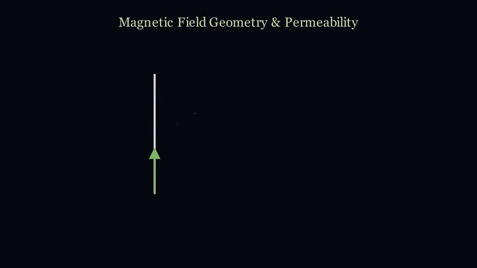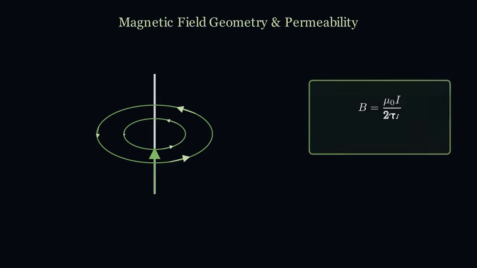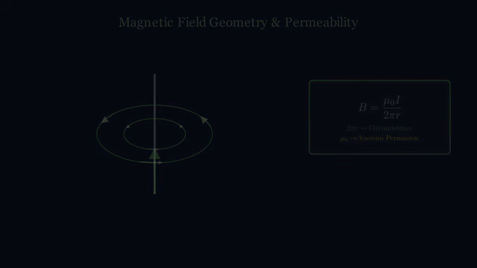Now, let us look at the magnetic counterpart. Imagine a straight wire carrying a constant current. It generates magnetic field vectors that do not radiate outward, but instead wrap around the wire in concentric circles. The strength of this magnetic field at a distance r is proportional to the current and inversely proportional to the circumference of the circle, 2 pi r. Here, the constant mu naught acts as a scaling factor in the numerator, measuring how easily magnetic flux lines can form in a vacuum.